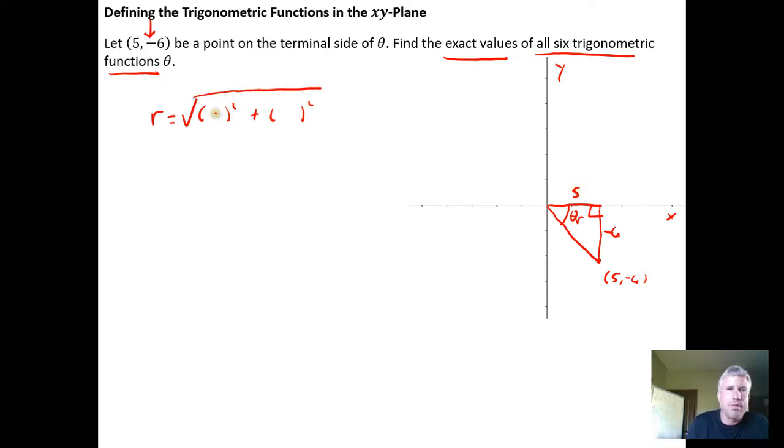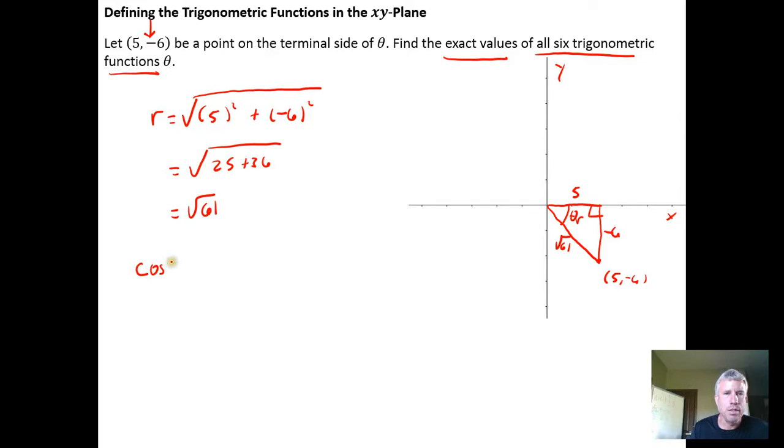And one leg is a 5. And the other leg of our right triangle is a -6, because we're allowing signed distances. And this is just going to give us 25 plus 36, which is just going to be the square root of 61. So our hypotenuse or radius measurement is the square root of 61. And then we just walk through and use the definitions.